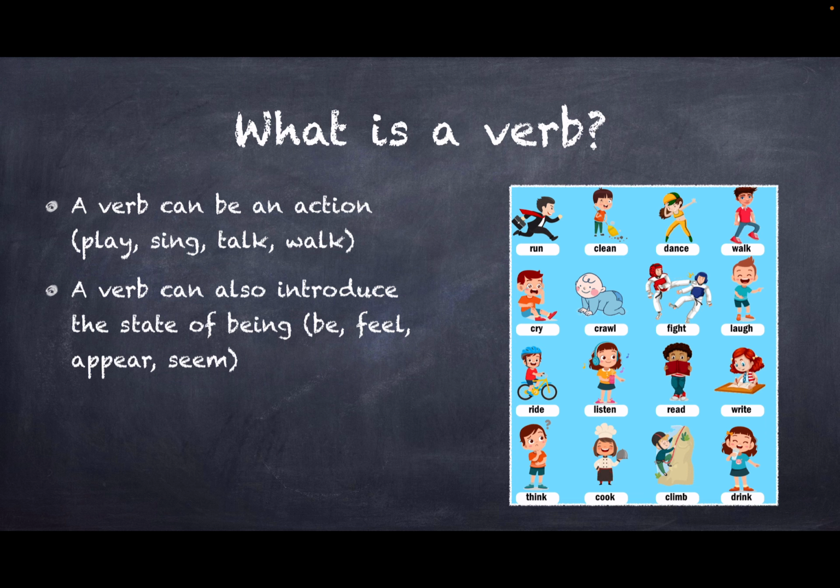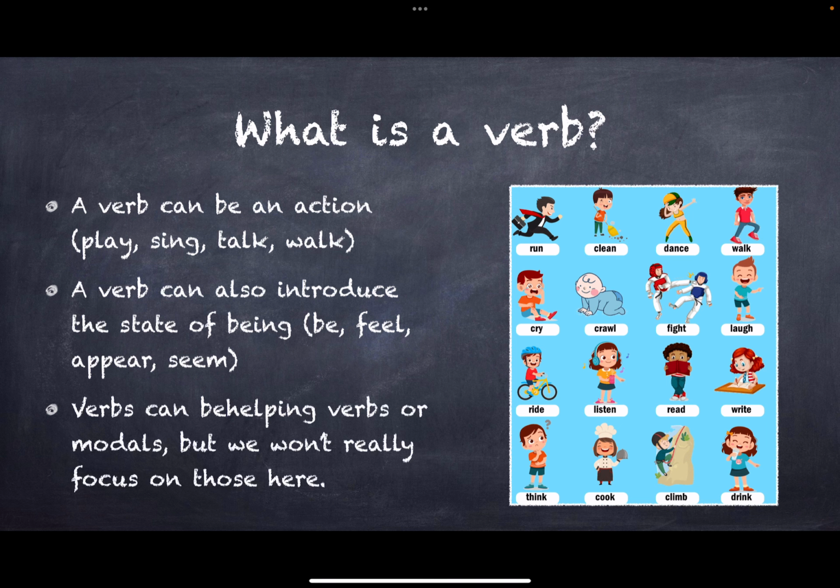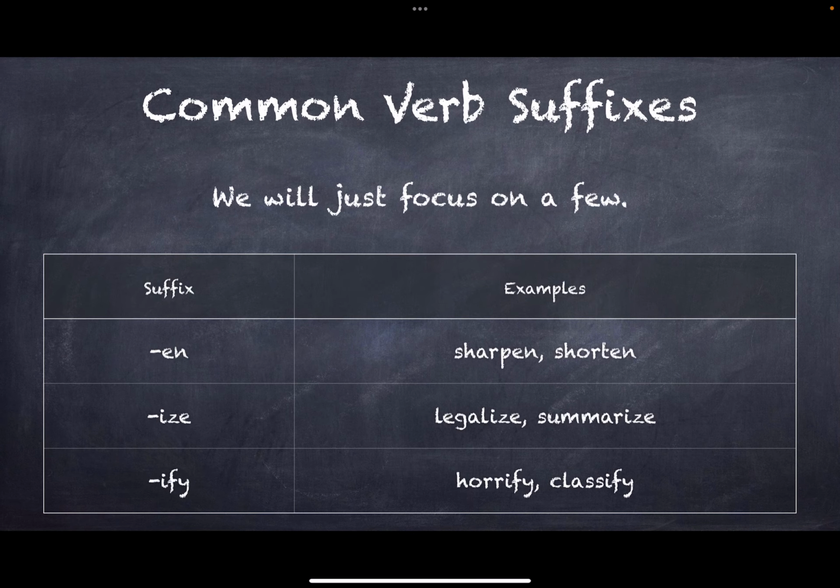In other words, just what the situation is. Some examples of state of being verbs are be, feel, appear, and seem. And verbs can also be helping verbs or modals, but we really won't focus on that here. Some common verb suffixes, and we're really just going to focus on a few here. So en, as in sharpen or shorten, ize, as in legalize or summarize, and ify, as in horrify or classify.